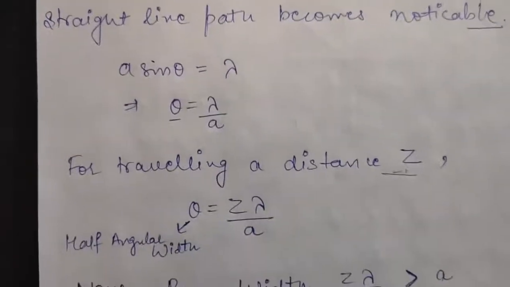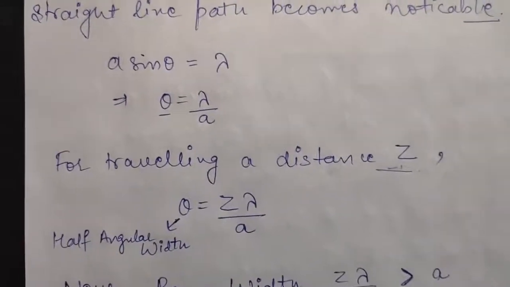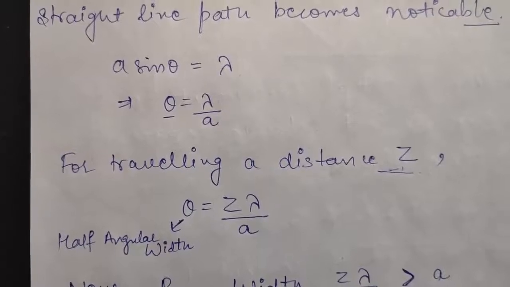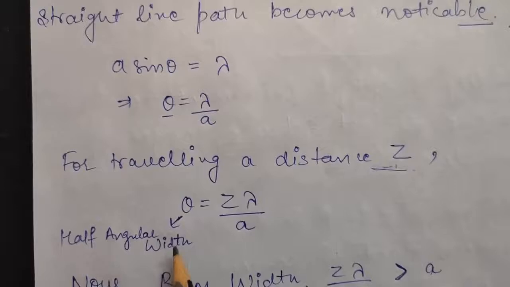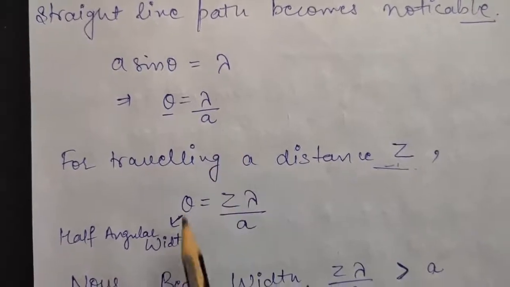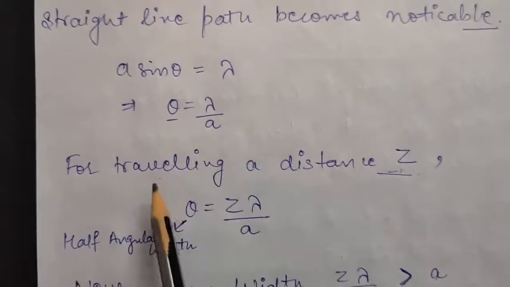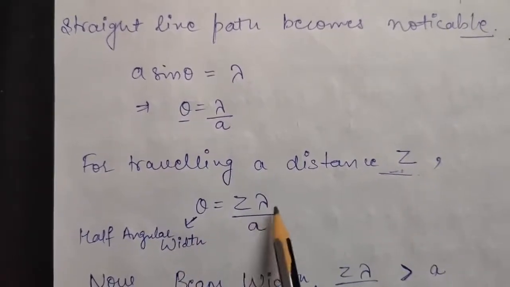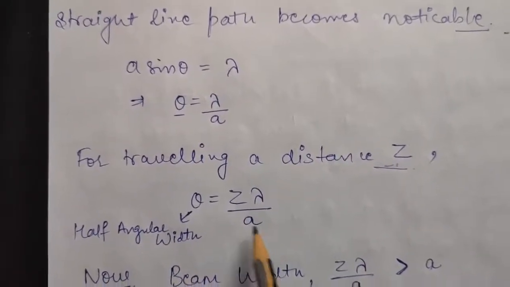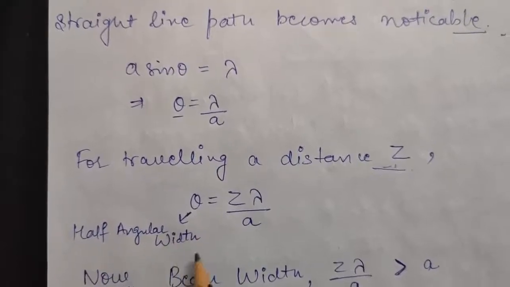Now let us suppose the light wave is traveling a distance z. For traveling a distance z, the half angular width will become z times lambda by a, that is, theta will become z lambda by a, and this is nothing but the half angular width.